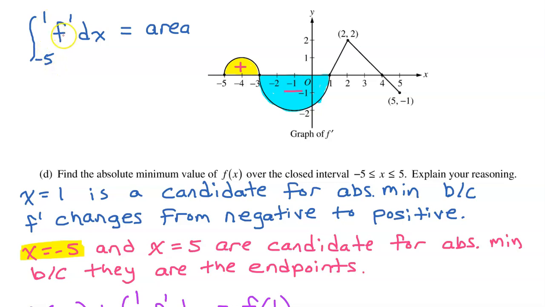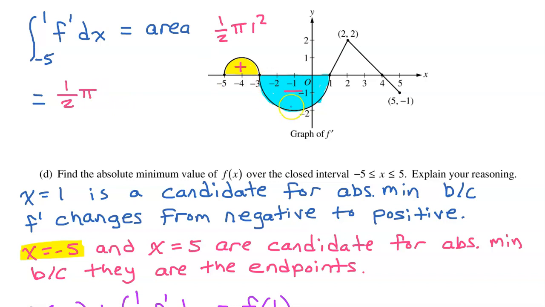But don't forget that the integral of f prime from -5 to 1 is the area between f prime and the x-axis, between -5 and 1. So we have this positive area and this negative area. They're both semicircles. So we know the area of a circle is pi r squared. So for a semicircle, we have half of that. The radius of this positive semicircle is 1. So we have 1/2 pi 1 squared, which is just 1/2 pi.